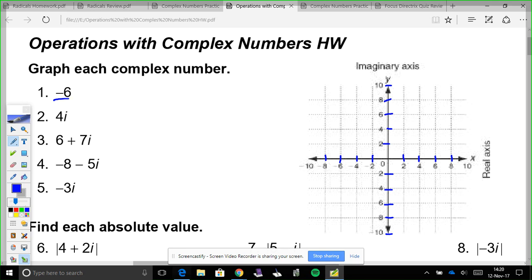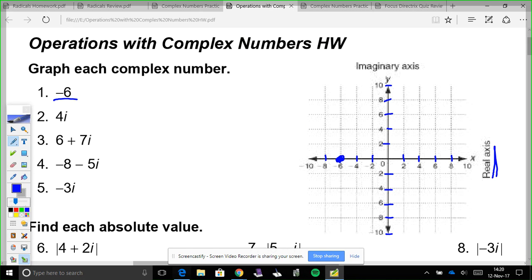Number 1 is -6. Well, the first question, is that a real number or an imaginary number? It's pretty easy to tell the difference because imaginary numbers have i on them, real numbers do not. So that's a real number because there's no i. So I'm going to plot -6 on the real axis. The real axis, again, is our x-axis. -6 is right here. And there we go, that's it. Because there is no other part, I just need to plot that on the real axis.